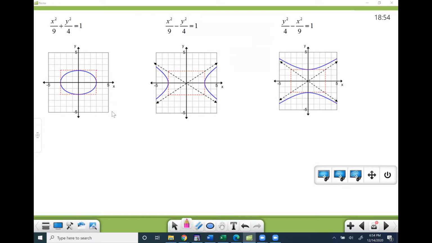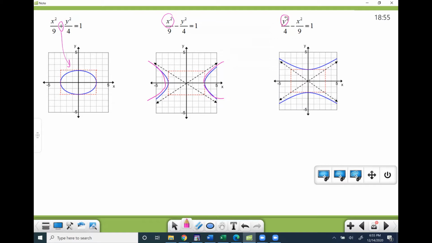All right, let's see here. So this is just showing you that if it's a plus sign, you're going to have an ellipse, right? But if you have minus signs, you're going to have hyperbolas. Now, if x is first, it's exactly what you would think. It's going sideways in the x direction.